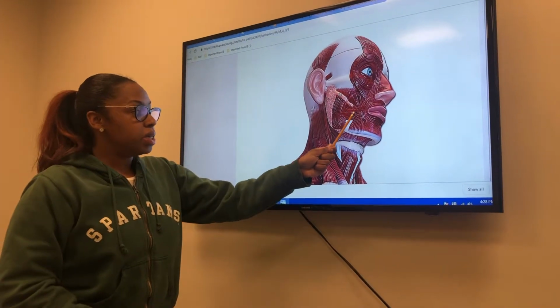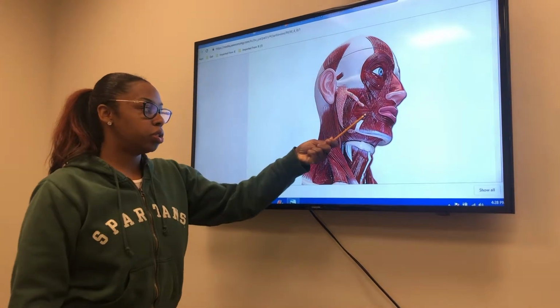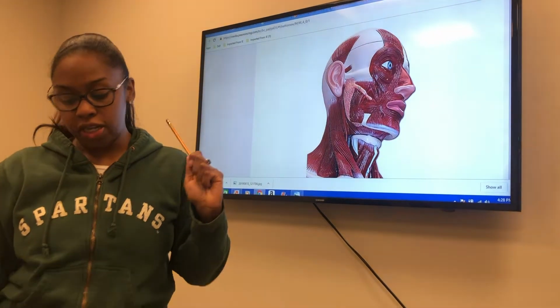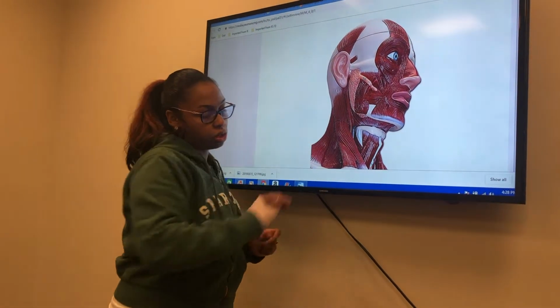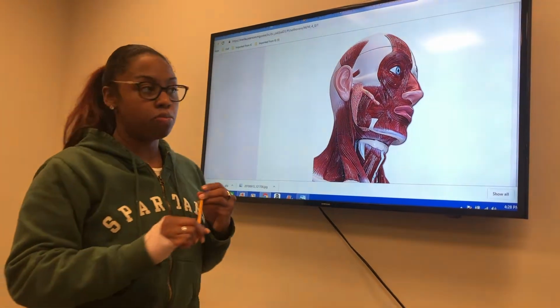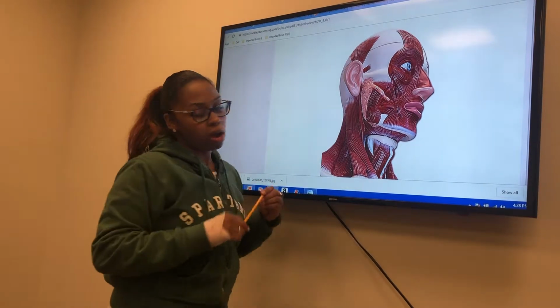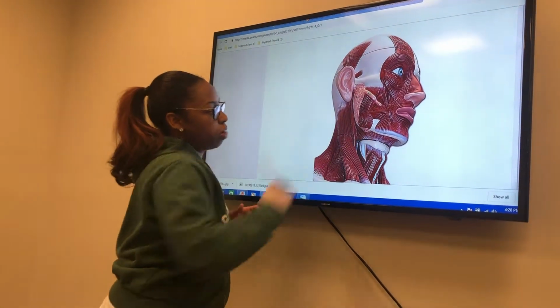This is the risorius muscle, whose action is to pull the corner of the lip straight back. It has an origin of the deep fascia of the face, so the deep muscles of the face is its origin. Its insertion is the modiolus of the angle of the mouth, so somewhere in here. And its action, which I already mentioned, is to pull the lip straight back.